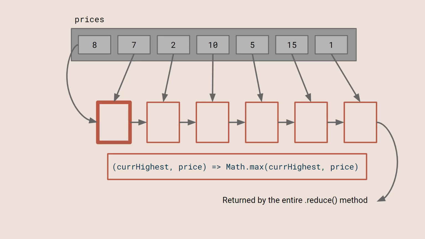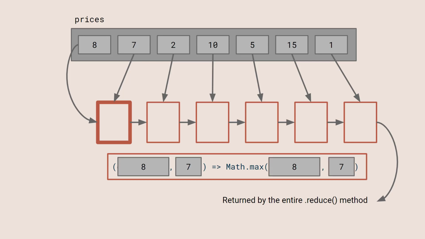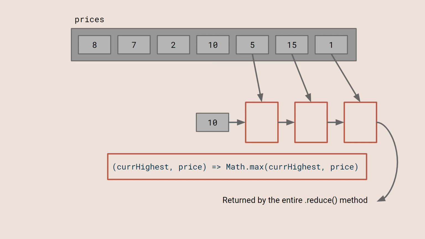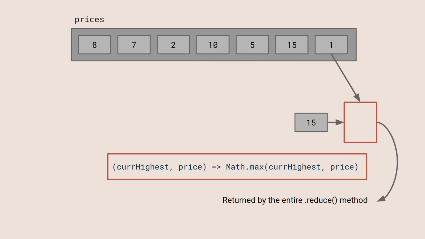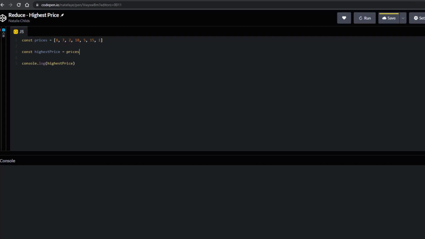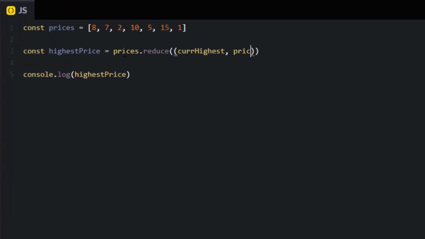On that first call, 8 gets passed into the current highest parameter and 7 into the price parameter. We run Math.max with 8 and 7, and 8 is the bigger number, so 8 is returned, which is again passed into the next call. We're now comparing 8 and 2. 8 is bigger. 8 and 10, 10 is bigger. 10 and 5, and so on. And 15 is returned by the entire reduce method, which is the highest price. So again, we did it. We reduced an array of numbers down to the highest number using the reduce array method.